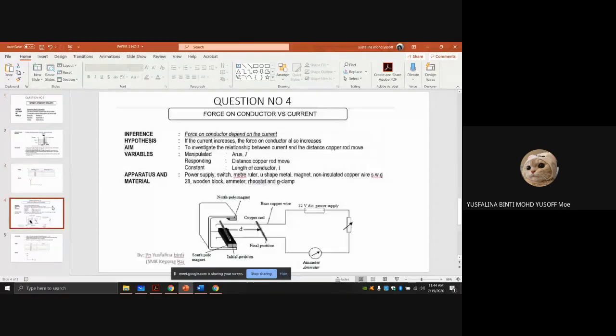Okay, so we go to the next question. Right, the force. So this is the example, the inference: the force on conductor depends on the current. The question is this one.